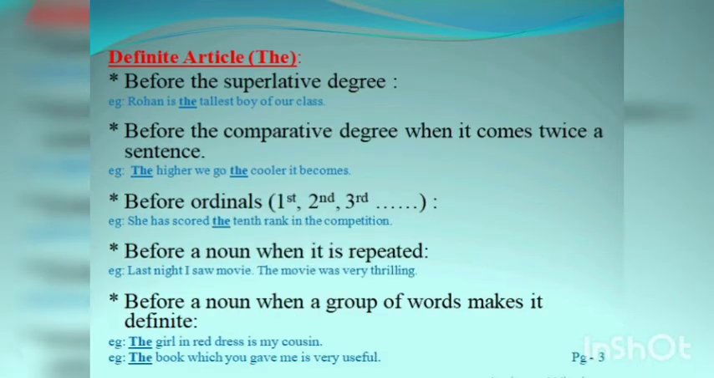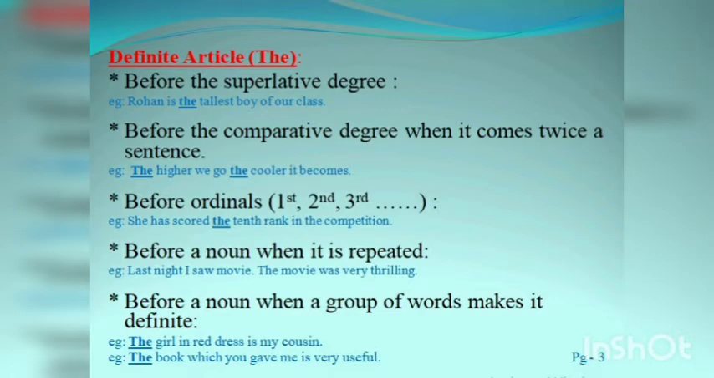Now the uses of definite article start. So the first rule is before the superlative degree, and I think you know what the superlative degree is. If an adjective ends in st or est, like largest, longest, tallest, bravest, or if the word most comes before an adjective, it becomes superlative degree, like most intelligent, most beautiful, most interesting, most expensive, this way.